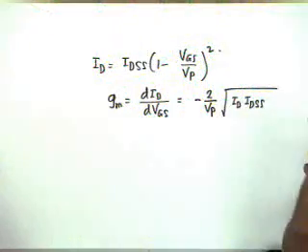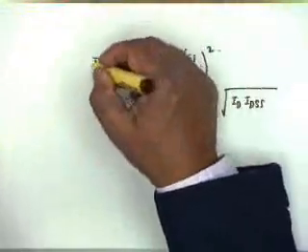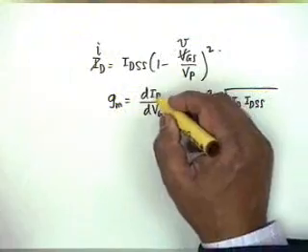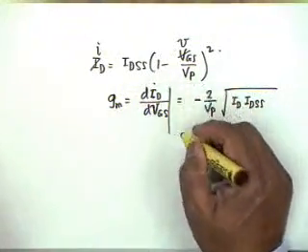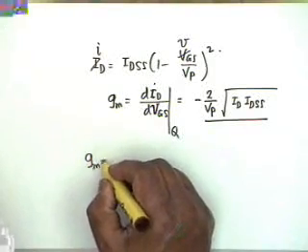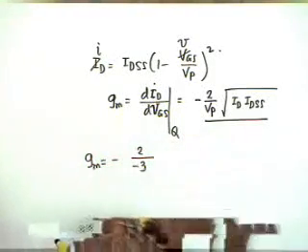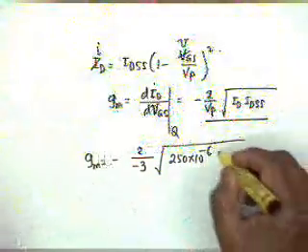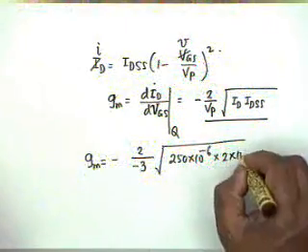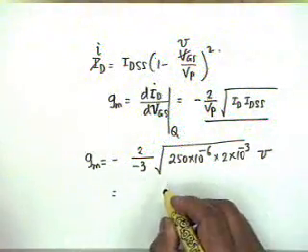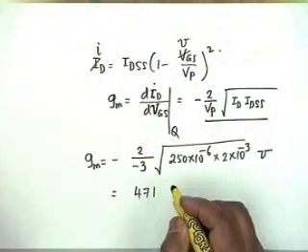Small ID and small VGS. Okay, fine. And we are finding this at the Q point. This is the final result. Now if I substitute the values, GM is minus 2 divided by minus 3, I sub D is 250 microamperes, and IDSS is given as 2 milliamperes, 2 times 10 to the minus 3, and so many mhos. If you calculate this out, my result is 471 times 10 to the minus 6 mhos.